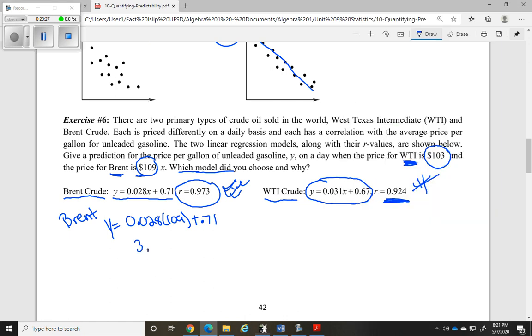$3.762. They are asking for the price per gallon. Money usually doesn't have 3 decimal places, so I'm going to say it's about $3.76. And I'm choosing Brent because its correlation coefficient is higher.